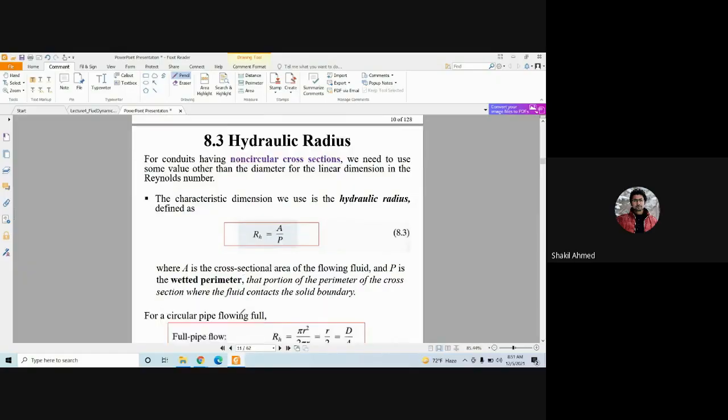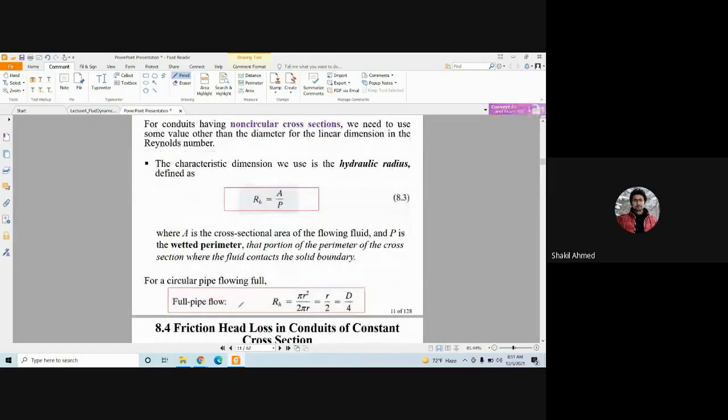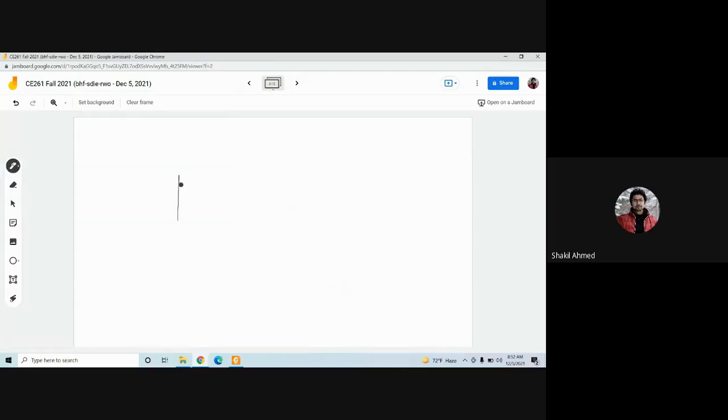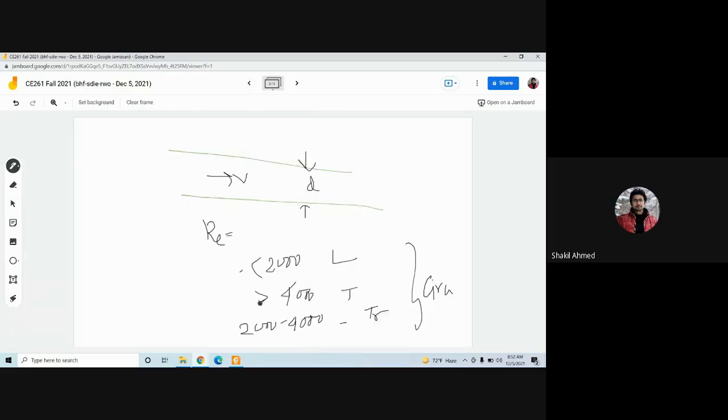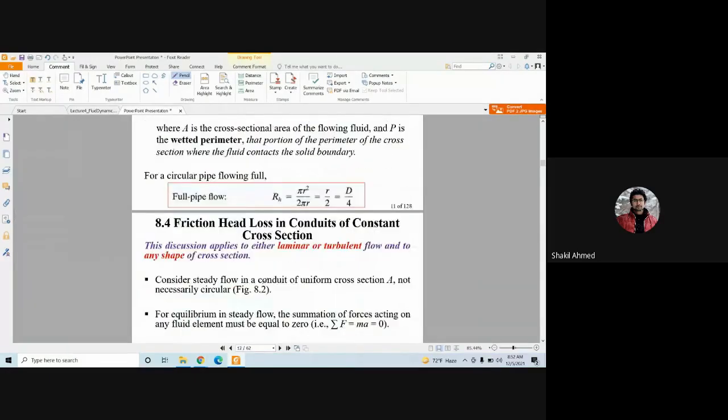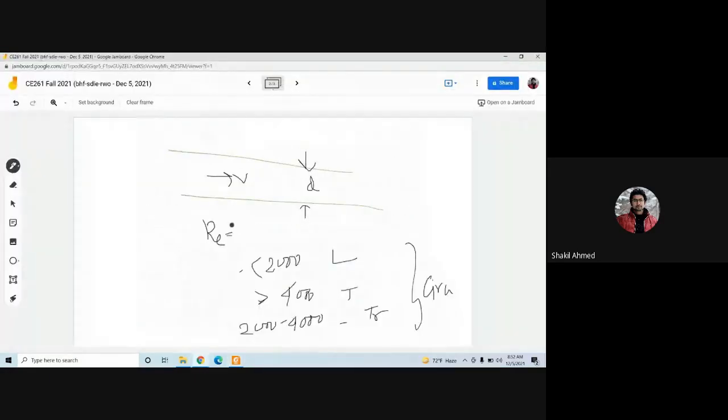Now the question is, we are telling this value, the 2000, 4000, is for circular pipes. Now what if you have a rectangular pipe or any other shape of pipe? In those cases, how do you get this diameter? Which diameter? This diameter, D, right? Yes, sir.